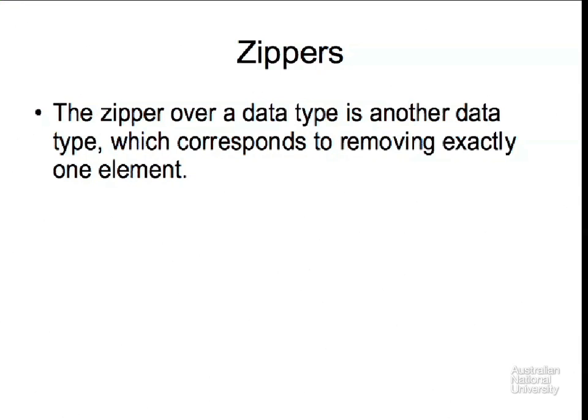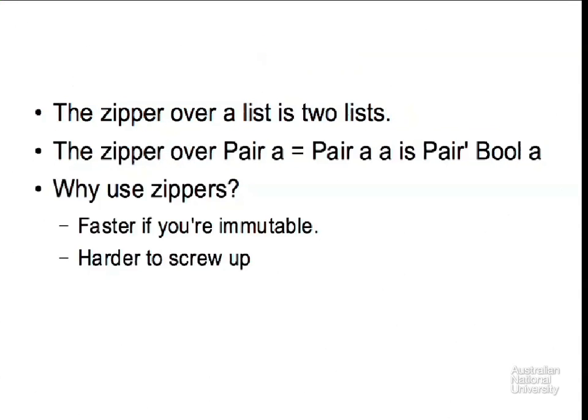Now, does anyone know what the zipper over a list is going to be? We want to represent, if we've got this list here, 1, 2, blah, blah, blah, does anyone know how we can represent exactly a hole in this list? Yes. It's 2 lists, because we want to have one list to represent the things before the hole and one list to represent the things after the hole.